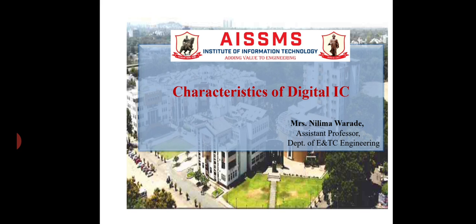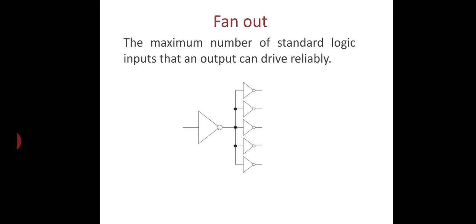In the previous video, we studied two parameters or characteristics of digital ICs, such as propagation delay and power dissipation. In this video, I will be focusing on the other characteristics of digital ICs, such as fan out and voltage and current parameters. Let's start with fan out.